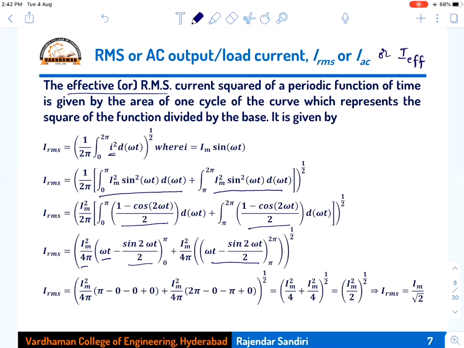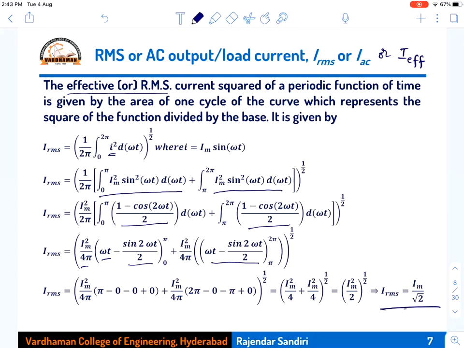Then we will get Im square by 4 pi into (pi minus 0), and sin 2 omega t at the limits is sin 0, which is also 0. Then you will get the entire term as Im square by 4 plus Im square by 4, whole power of 1 by 2. Then you will get Im square by 2 whole power of 1 by 2, which becomes Im by root 2.